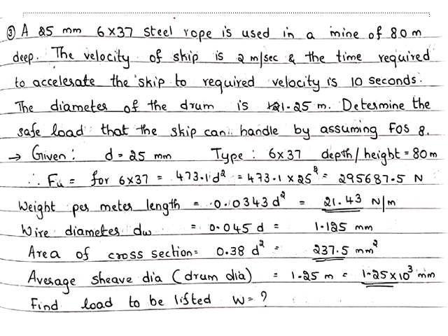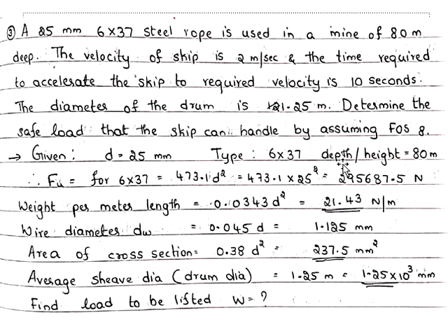So in this question we have to calculate the safe load that can be lifted. That means the W value you have to find out, and other given details are here: 25 mm steel rope, that means diameter of rope small letter d is 25. Given type is 6 into 37. Depth is given as 80 meter, that is equal to length of the rope. Velocity is given, time is given. Therefore, you have to use the equation V is equal to U plus at. Diameter of drum or sheave or pulley is given as 1.25 meter. Factor of safety is also given, it's 8.